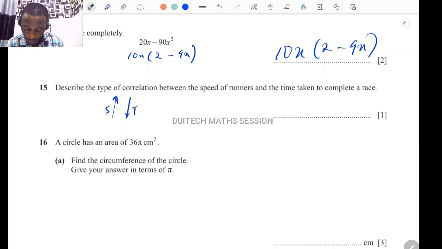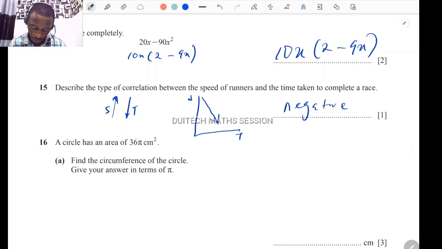So in that case, if you have it in graphical form, for example, here is the distance and here is the time. Our slope will look like this, because the higher the speed, the lower the time. So that makes it a negative correlation. In case the higher the speed, the higher the time, then we can say it is a positive correlation. But since it is from the opposite side, it's a negative correlation.